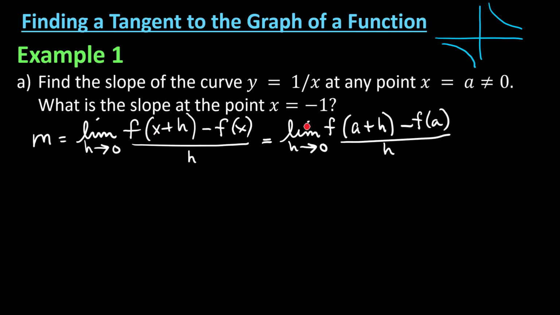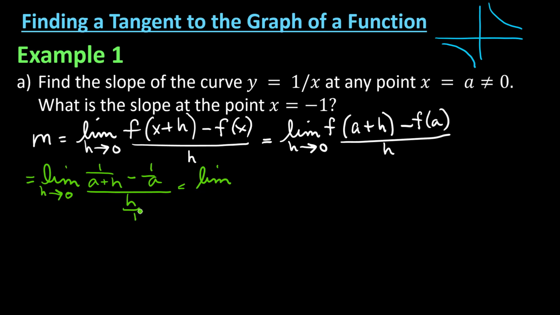Since x is a, we put that there instead of x, we replace it by a. And then we continue by using the function itself. So it's the limit of 1 over a plus h. Remember, you replace the x by a plus h, minus f of a, which is 1 over a, all over h as h approaches 0. When we do a fraction over a fraction, that's like over 1. So this is the limit of 1 over a plus h minus 1 over a, which is the same as multiplying by the reciprocal, 1 over h, as h approaches 0.